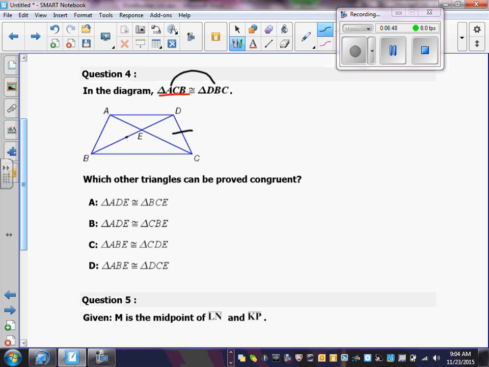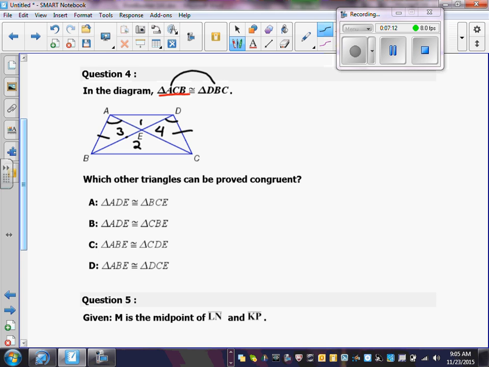So I know this is congruent to this, and I know this angle is congruent to this angle, right? Based on the given information on top. So now the question is, I'm going to label the triangles 1, 2, 3, 4. Okay, so that it makes it easier for you guys to see. So which two triangles are going to be congruent? Angle 1 and 2 or 3 and 4?